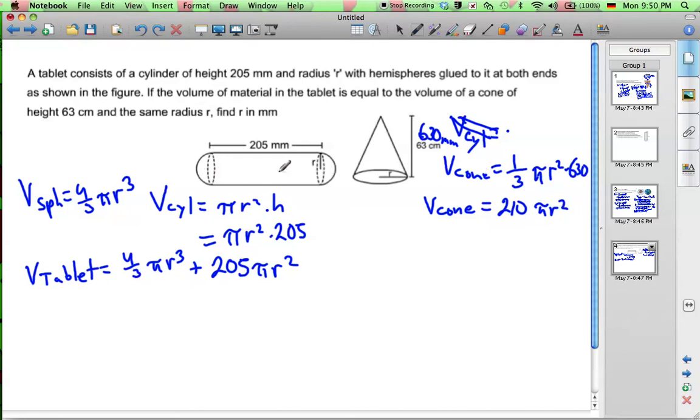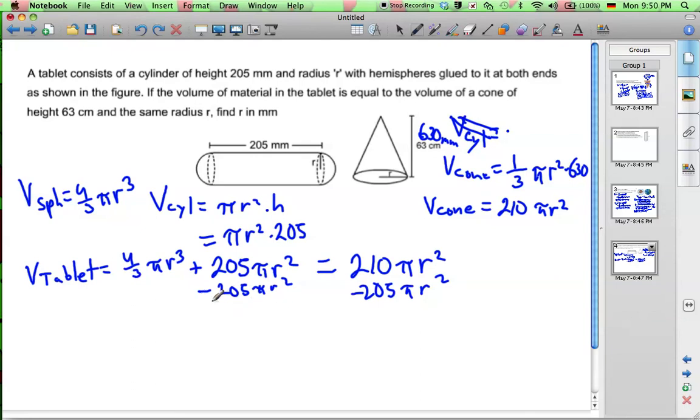Now we know that the volume of the tablet and the volume of the cone have to be equal. So this volume here should be equal to the volume of the cone, which is 210 pi r squared. Now if you look at this equation here, we have r squared, r squared, r squared, or r cubed. Okay, so the r squares, those are matching terms. So we can combine those terms. So what we can do is subtract 205 pi r squared from both sides of the equation.